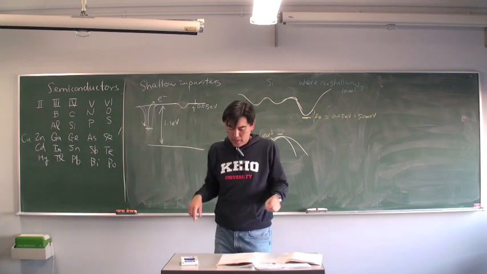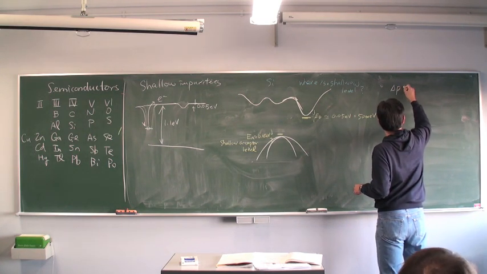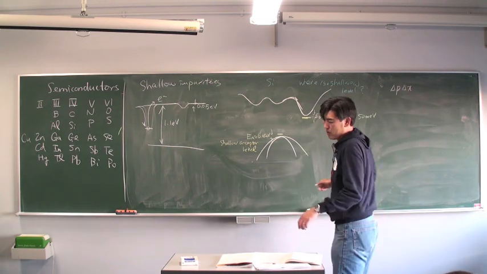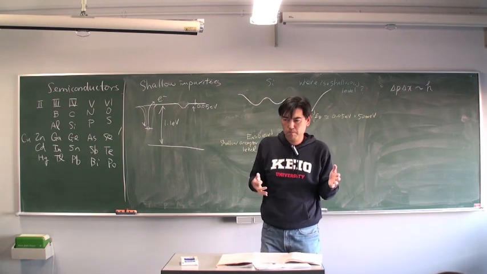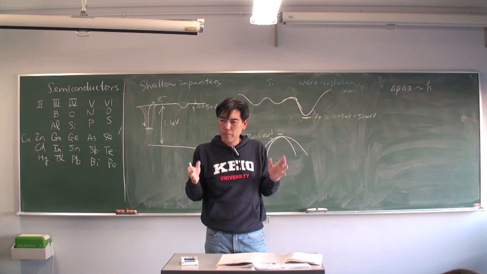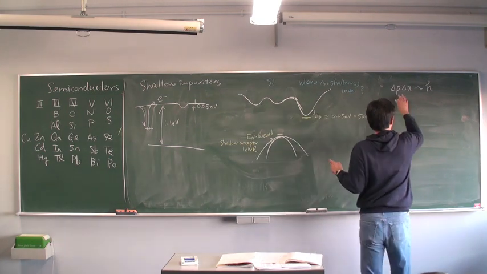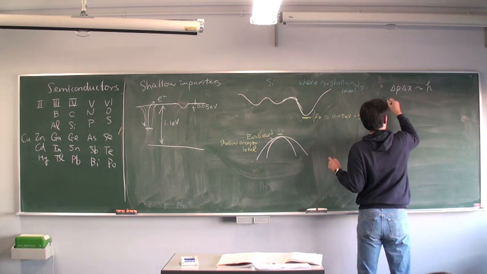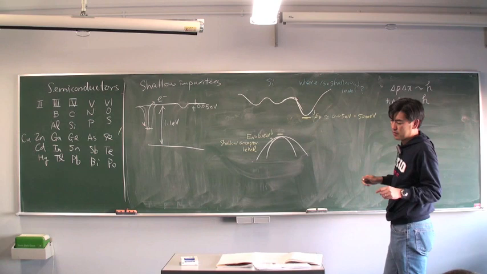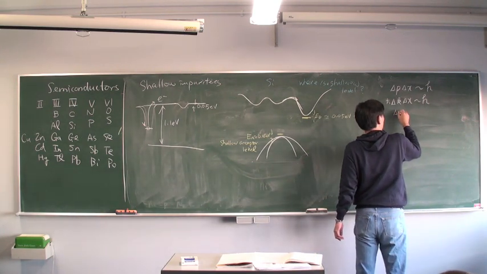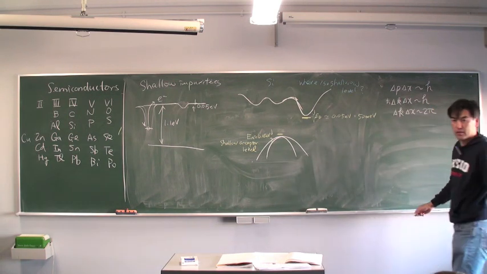And basically there's a delta P, delta X is probably around h, right? You know, Pauli said momentum and position cannot be determined exactly at the same time. And momentum is this, delta p equals h bar delta k. Delta p delta x equals h. So this means delta k delta x should be of the order of, this is h bar and this is h, so this should be of the order of 2 pi. Something like that.